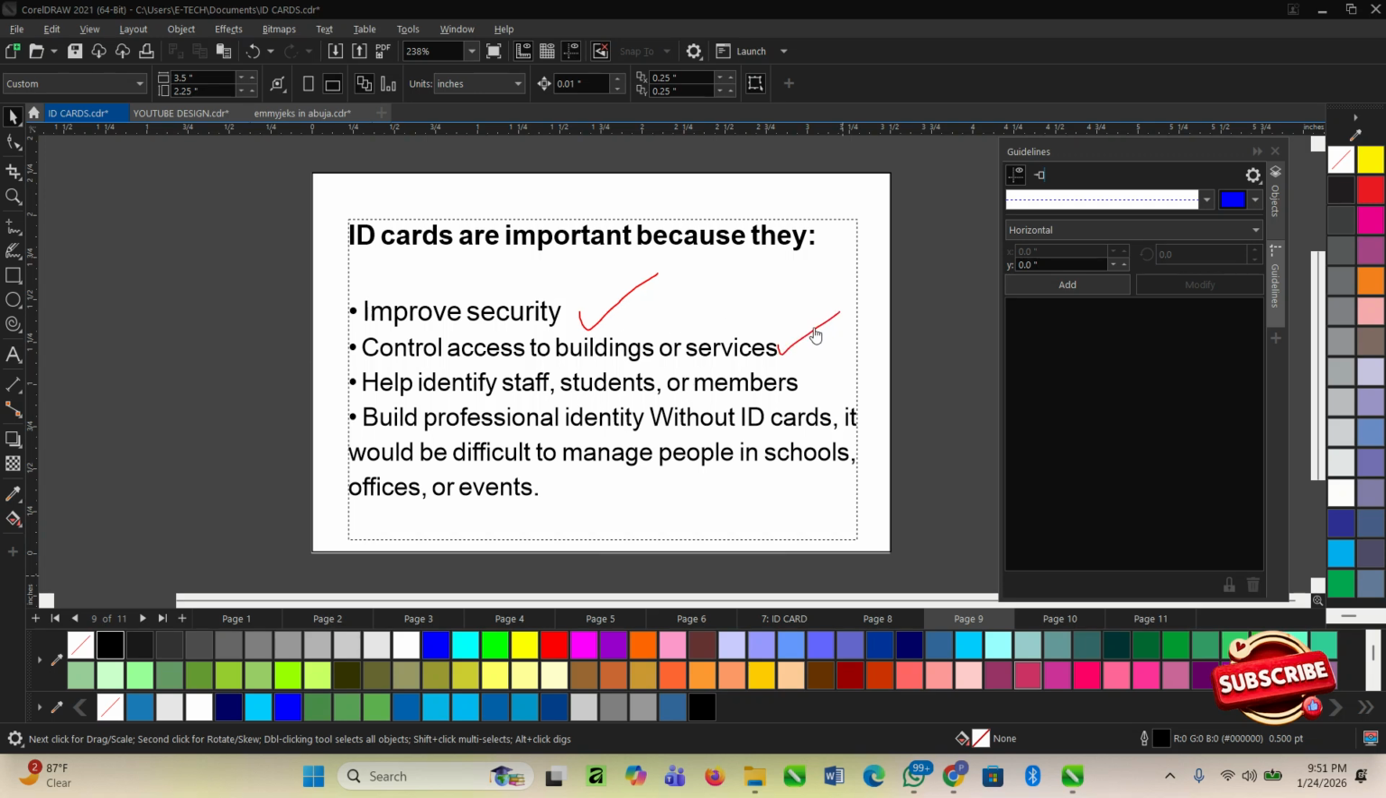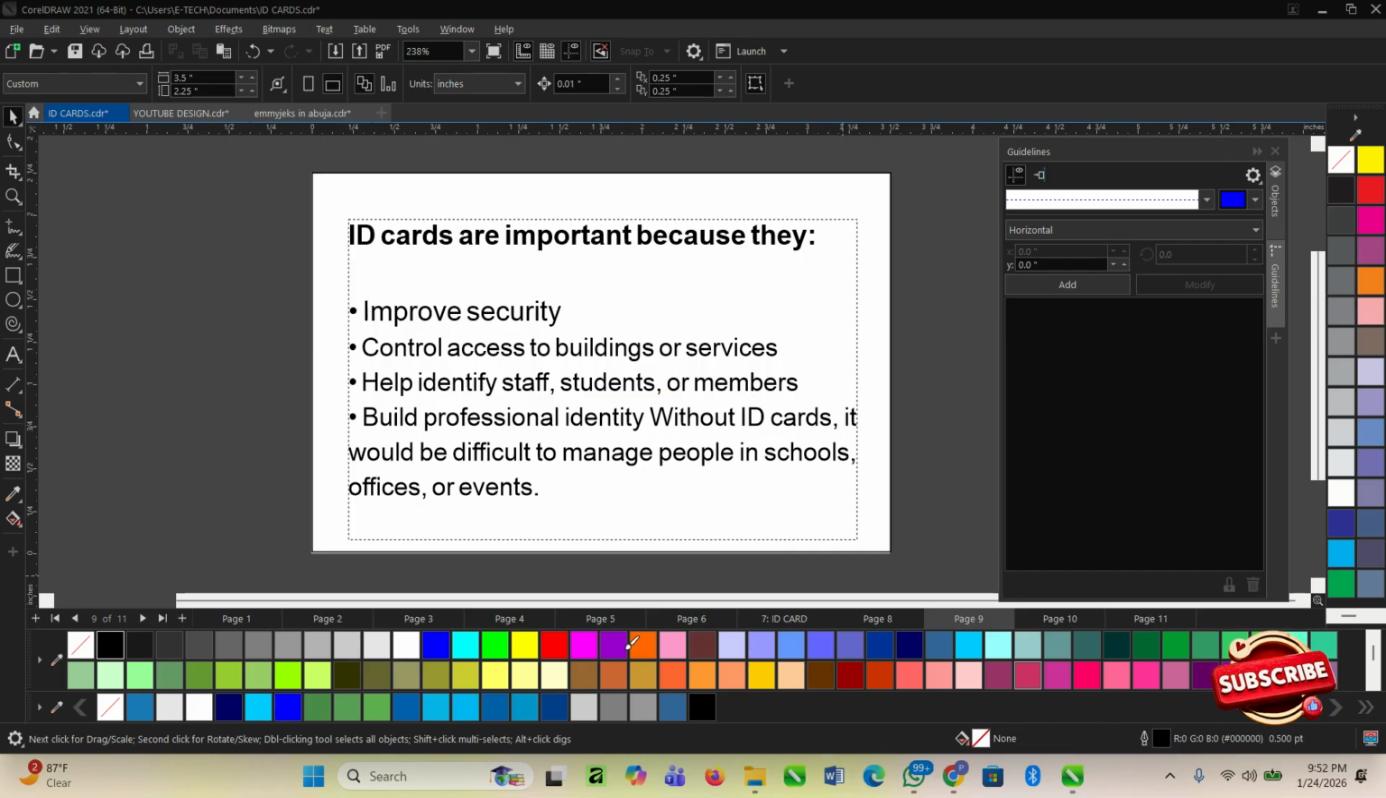The next one we are discussing here is controlled access to buildings. You can enter any building of your choice, and you can also identify staff, students, and members of any organization because they are always wearing their ID cards, especially in banks. Without ID cards, it doesn't appear professional. IDs help build a professional identity, and it would be difficult to manage people in schools, offices, and events without them. So ID cards play a very, very important role.